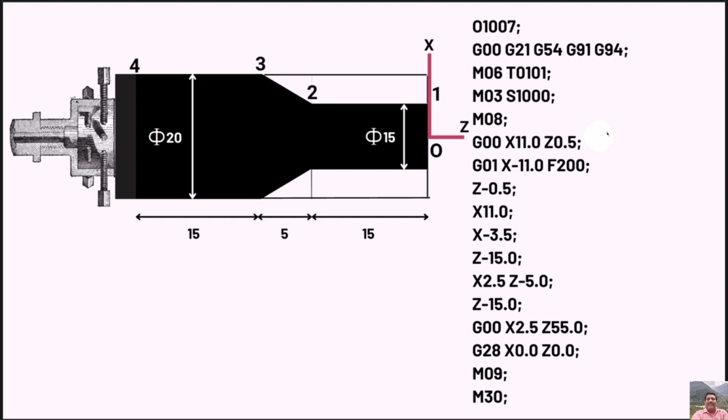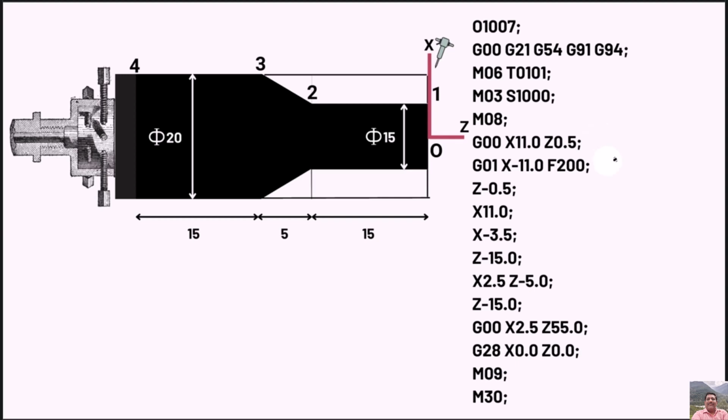For 6th line or block, we will write G00 X11.0 Z0.5. Same as before, so as to avoid tool dashing into the workpiece.